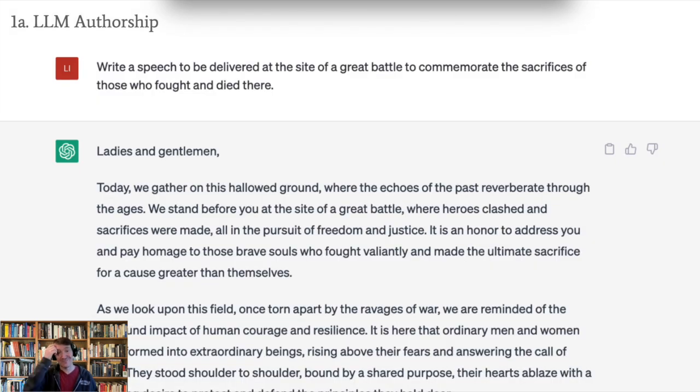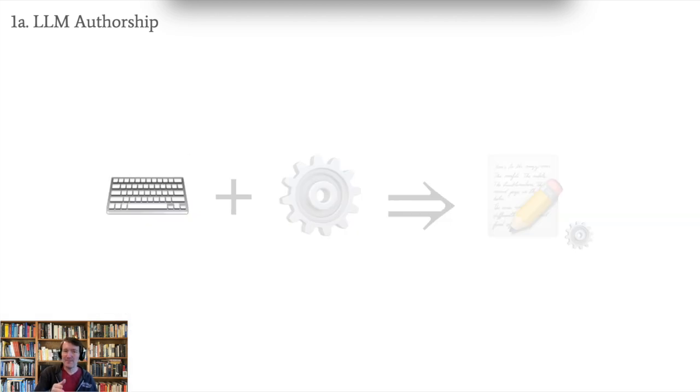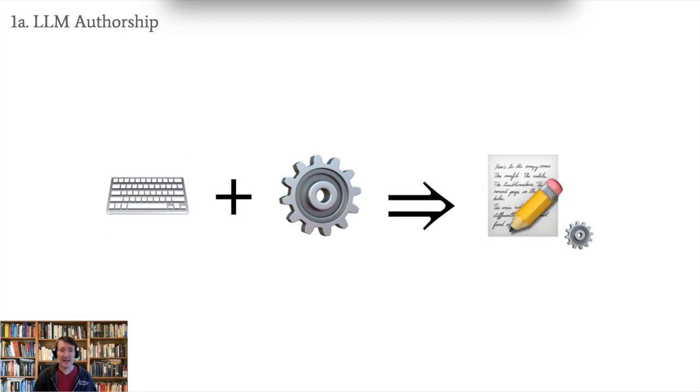Well, I know what I want to write. I just don't know how to phrase it. I wonder if ChatGPT could help. Well, so what's going on here? In all of these examples, we start with some human input. Then a machine makes a suggestion, and we combine the two to produce a final product.